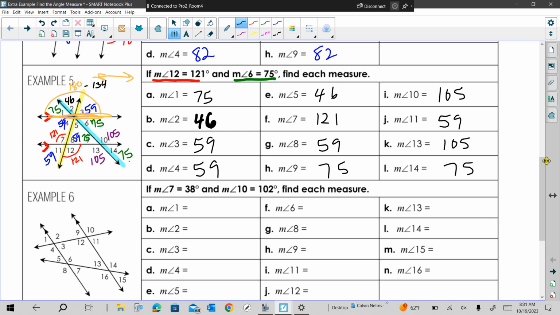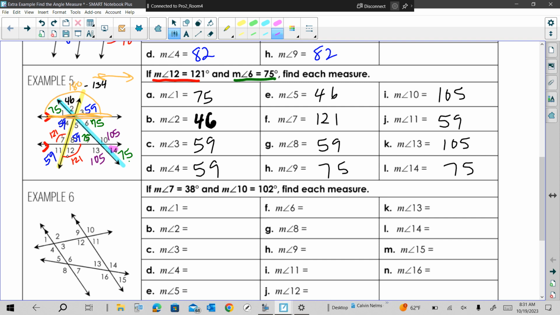Why isn't angle 14 121? Angle 14, yes, because angle 14, this angle here, is made with the blue transversal and this horizontal line, the parallel line. But angle 12 is made with the yellow transversal. They have to use the same transversal.